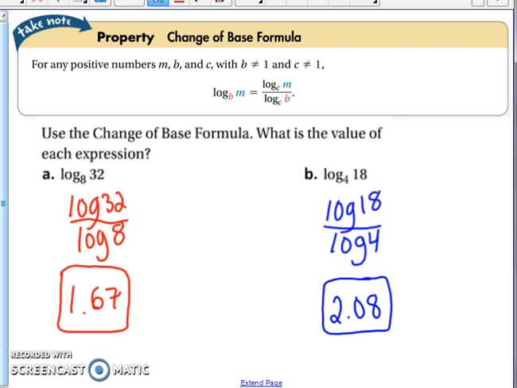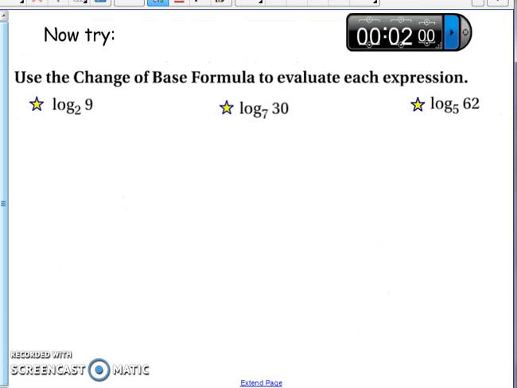This will work for anything, even if it's something that you can solve very easily. You can use it all the time to evaluate if you need to. So log base 2 of 9. If we try to simplify this one, you're going to see that it's a lot harder. 2 to the x equals 9.